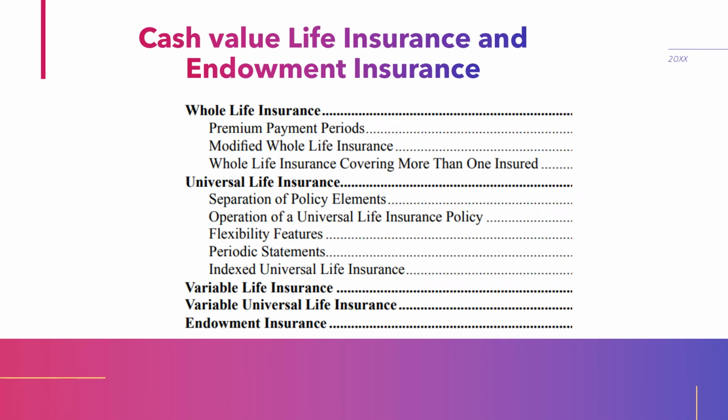The next chapter is cash value life insurance and endowment insurance. In this we need to cover whole life insurance, universal life insurance, and three other types of insurance, that is variable life insurance, variable universal life insurance, and last but not least, endowment insurance. We'll start with the whole life insurance.